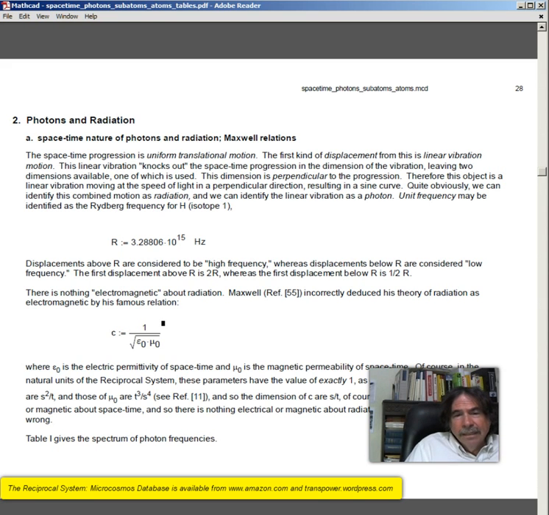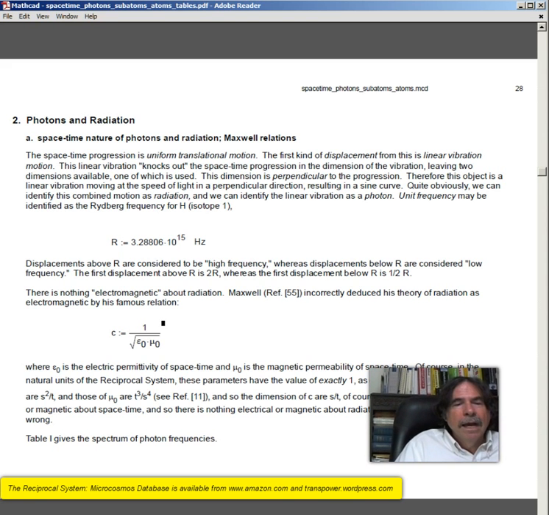The dimensions of epsilon naught are s squared over t, and those of mu naught are t cubed over s to the fourth, see reference 11. And so the dimensions of c are s over t, of course. There's nothing electric or magnetic about space-time, and so there's nothing electrical or magnetic about radiation. The textbooks are all wrong.